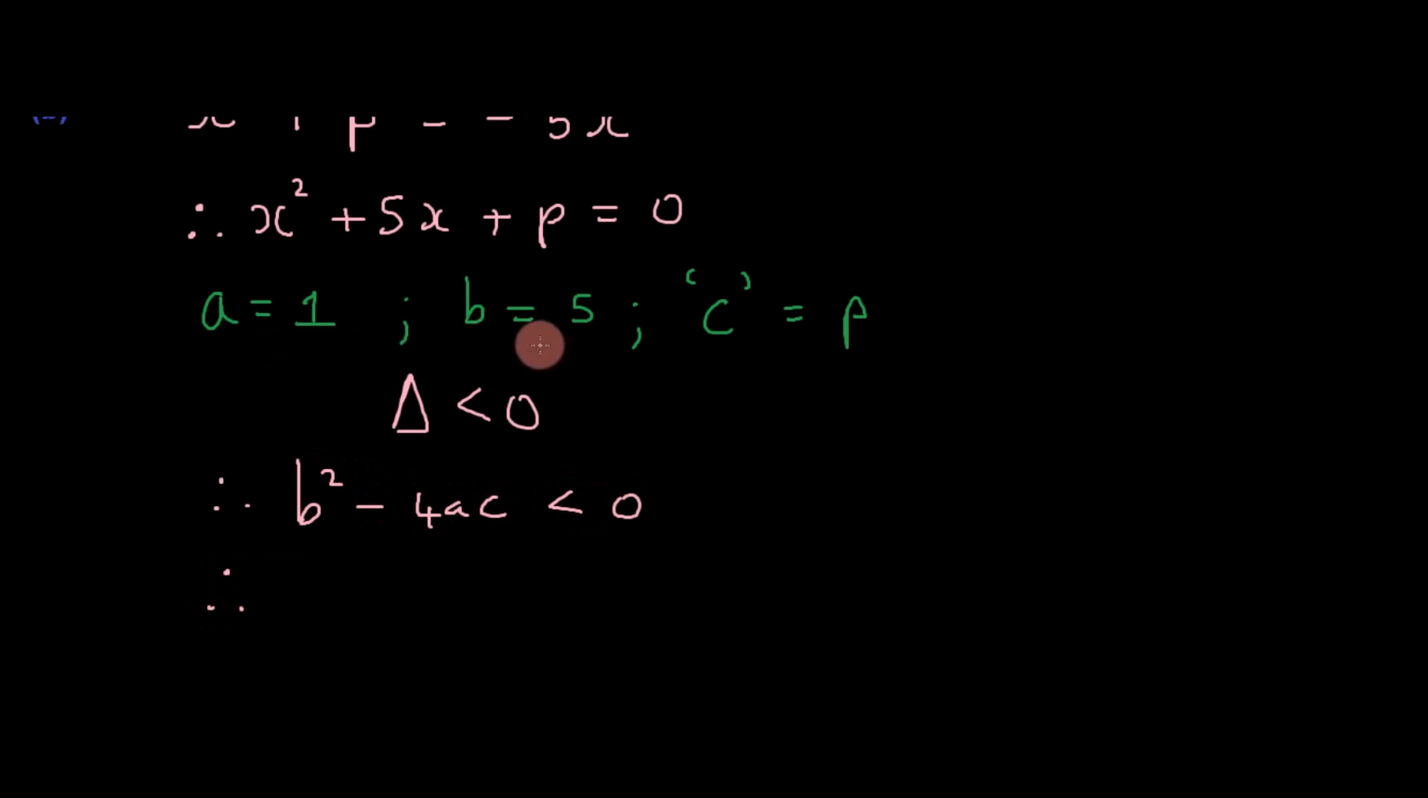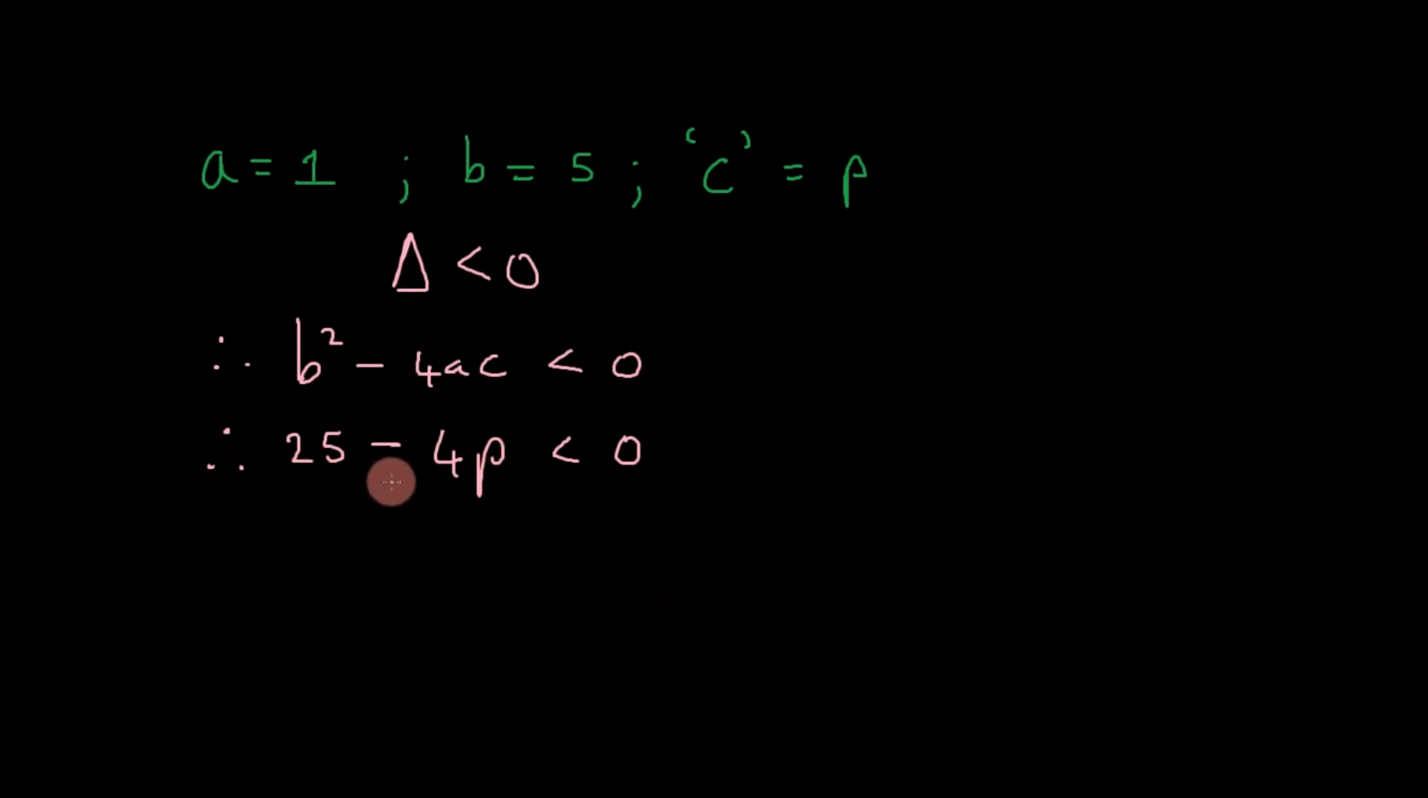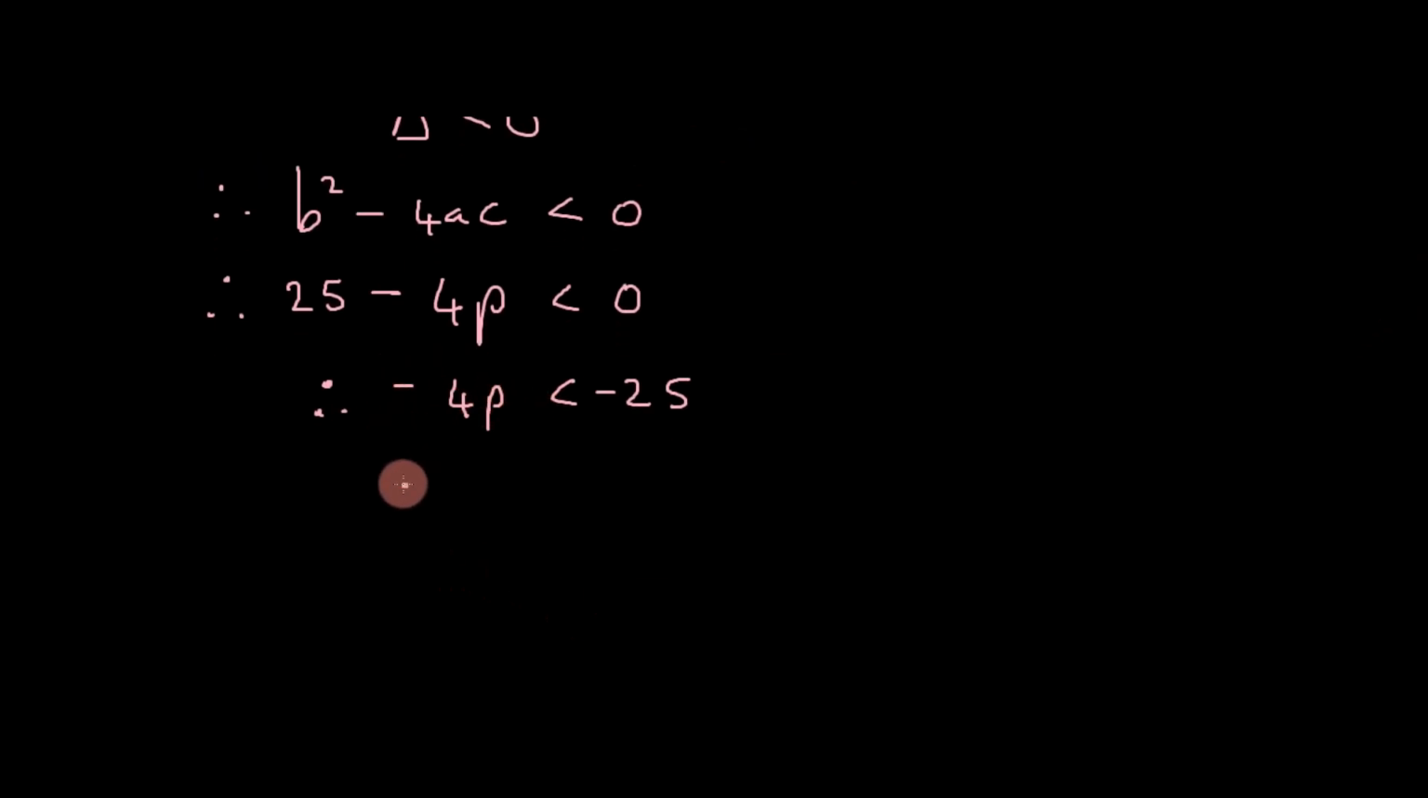And plugging in the values of a, b, and c, we have b squared, so 5 squared, which is 25, minus 4ac, so 4 times 1 times p. So 4p is less than 0. We want to solve for p in this inequality. So we can take the 25 to the right hand side. And now we can divide by negative 4. And because we are dividing by a negative number, the inequality will switch around. So we have p greater than negative 25 over negative 4. And a minus divided by a minus is a plus. So p will be greater than 25 over 4.